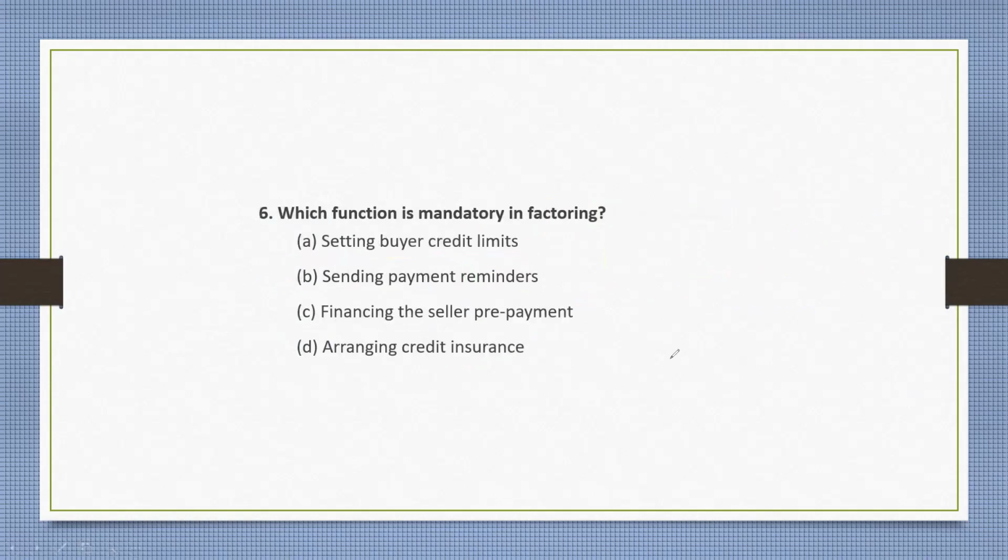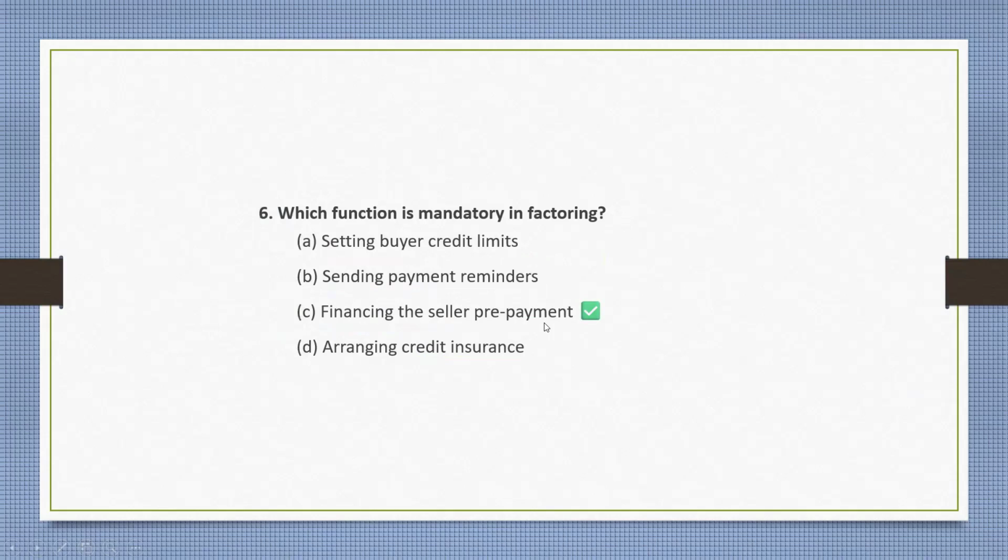Next question number 6: which function is mandatory in factoring? Factoring and forfeiting are also very important topics. The options are setting buyer credit limit, sending payment reminder, financing the seller prepayment, and arranging credit insurance. Which is the mandatory function of factoring? Let's see the correct answer. Correct answer is C, financing the seller prepayment.